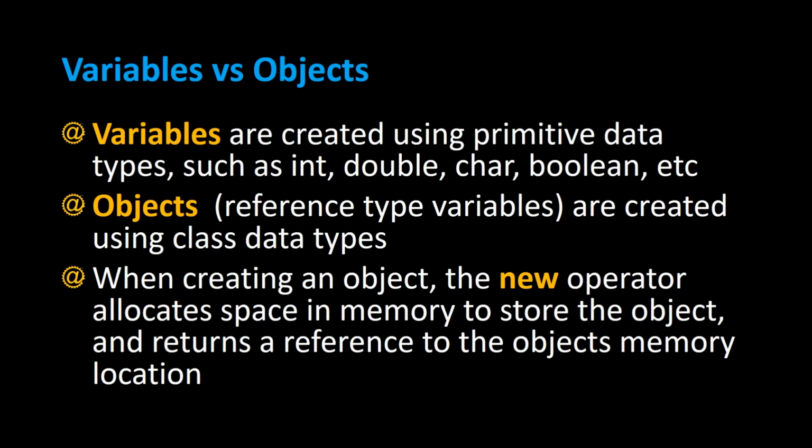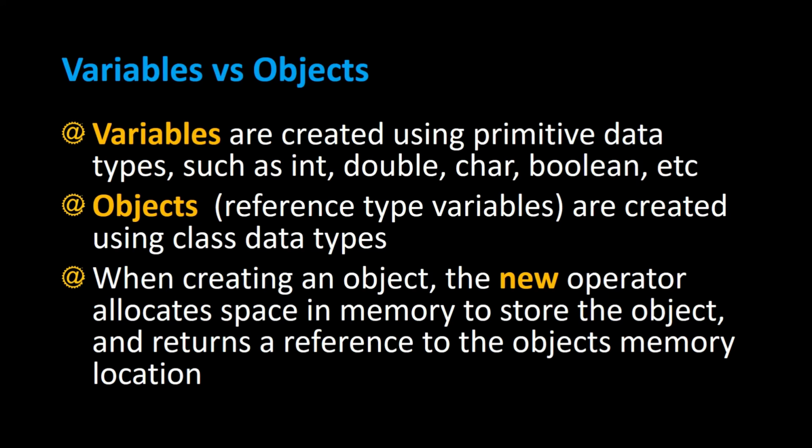In this video, I'm going to discuss the differences between variables and objects. Variables are what you create using the primitive data types, such as int, double, char, boolean, and there's also short, long, and float. Any of the primitive data types are used to create variables. They can just hold a single value.